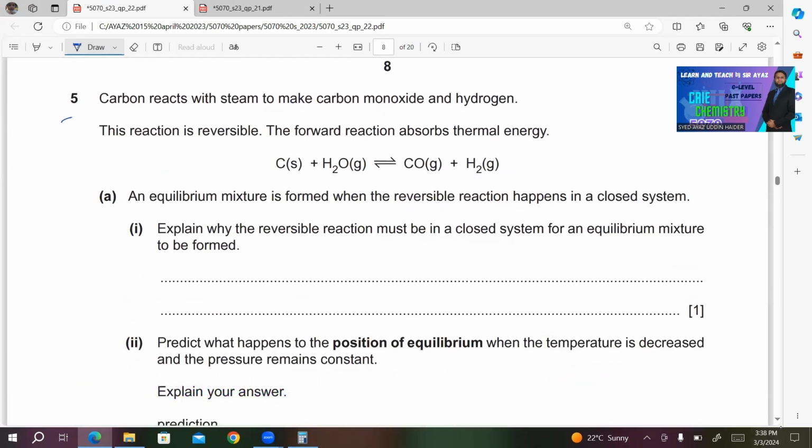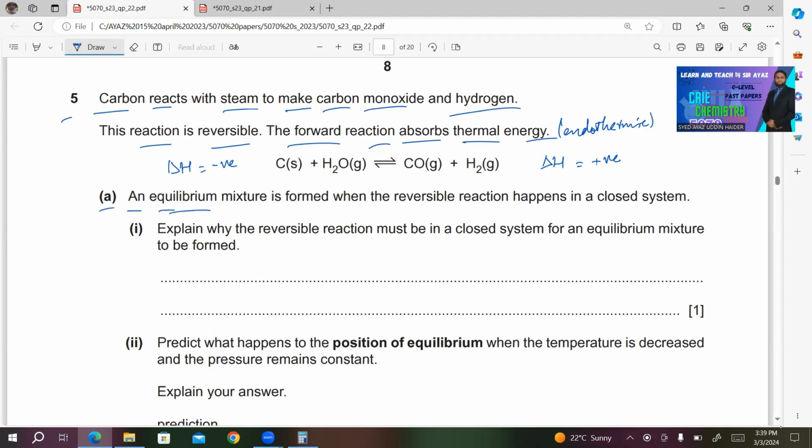Question number 5. Carbon reacts with steam to make carbon monoxide and hydrogen. The reaction is reversible. The forward reaction absorbs thermal energy, which means it is endothermic. For your convenience, I am writing delta H is equal to plus sign. If forward is exothermic, backward must be endothermic. Delta H is minus.